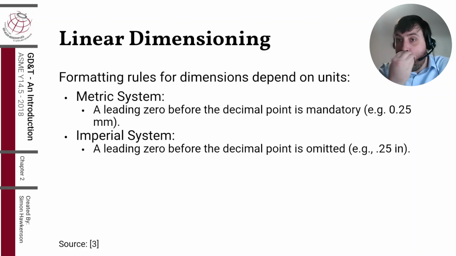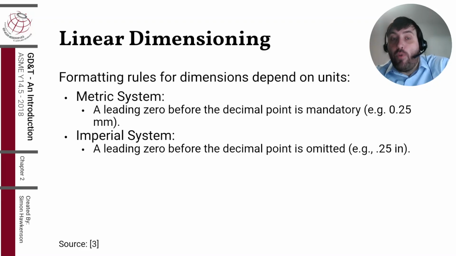So let's go into linear dimensions. When it comes to linear dimensions, the ASME Y14.5 standard contains strict rules for formatting of the decimals based on which units are used. So for metric units, such as millimeters, a leading zero before the decimal point is mandatory. Whereas for imperial units, such as inches, a leading zero before the decimal point is omitted. There is no zero before the decimal point.